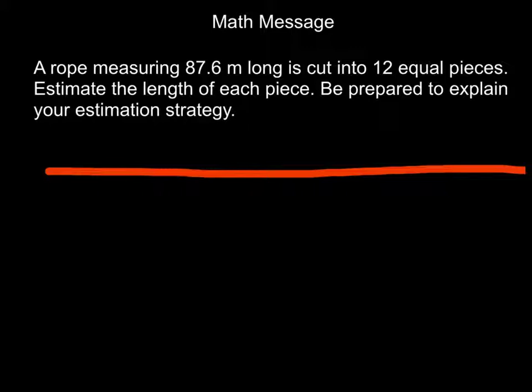Looking at this problem, the first thing I'm going to think about is 87 6/10 in 12 equal pieces. So my numbers are 87 6/10 and 12, and then it says cut into 12 equal pieces. I'm going to just cut this into 12 equal pieces, and it's not going to be perfect, but we'll imagine it's perfect.